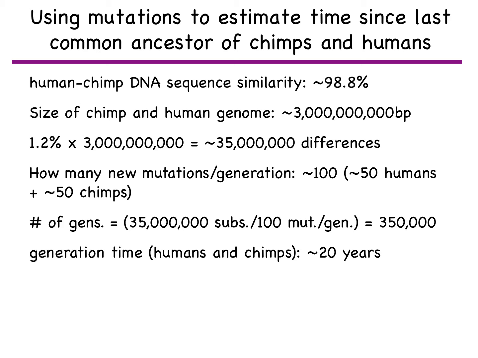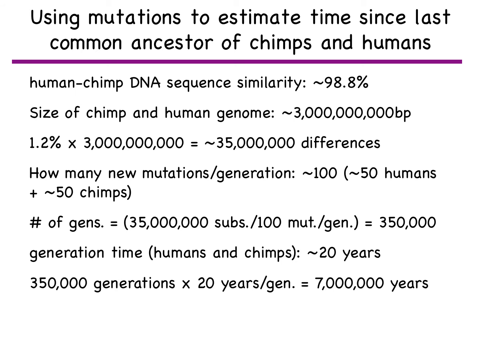People argue about this a little bit back and forth, but most people agree that the generation time in both humans and chimps is roughly about 20 years. Now knowing this, we can use this information to calculate the time since the last common ancestor. It's been 350,000 generations since the last common ancestor, at about 20 years per generation. That gives us a value of 7 million years. So using mutations, we calculated that the last common ancestor of humans and chimps existed about 7 million years ago.